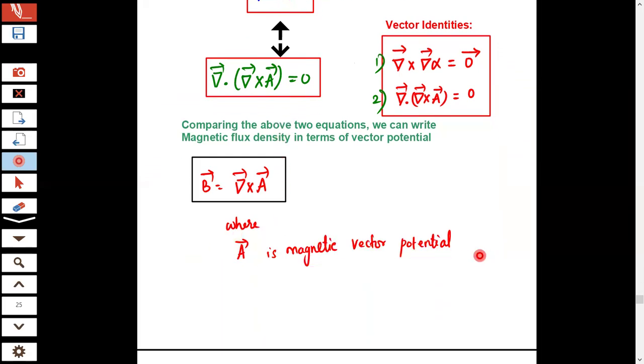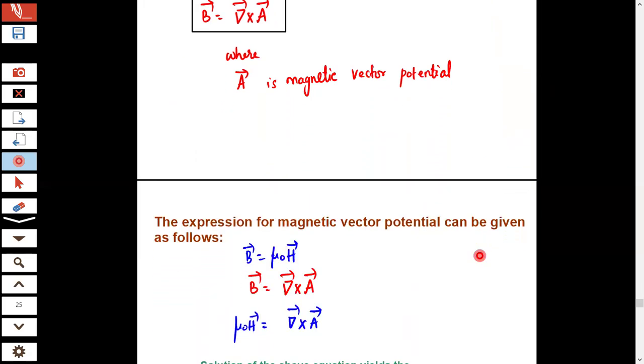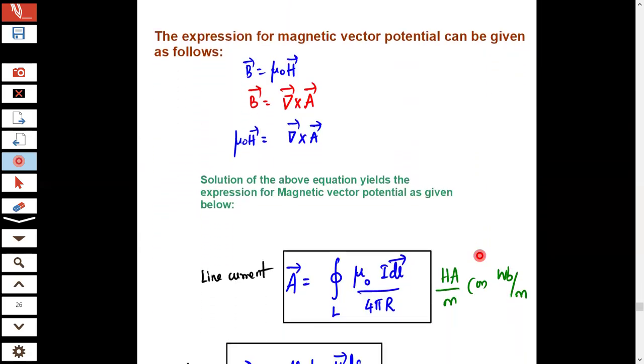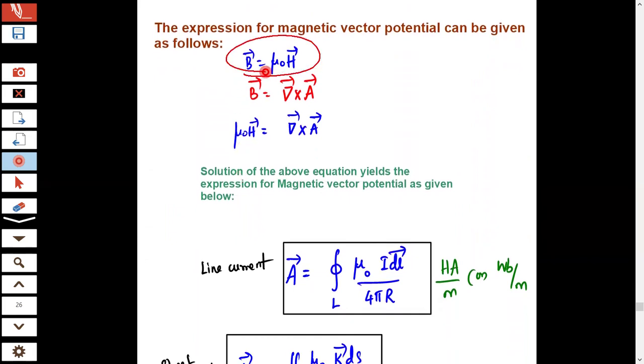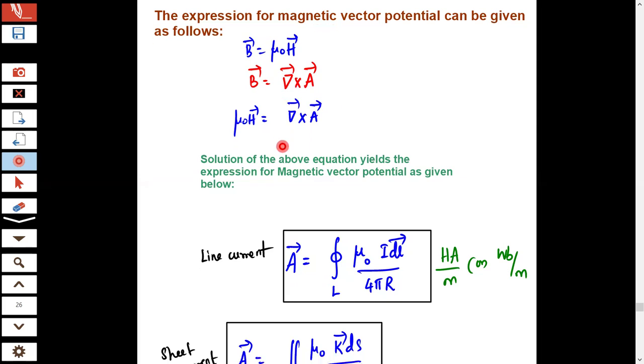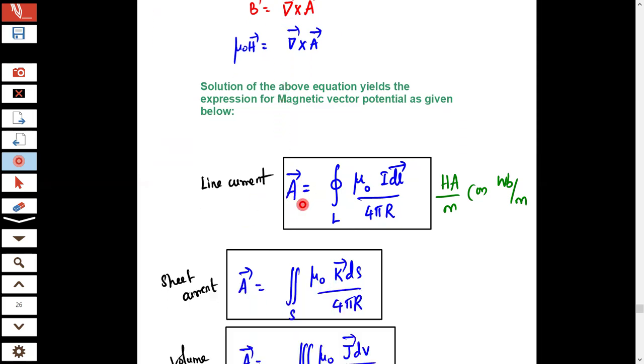So this vector magnetic potential expression can be obtained from magnetic flux density and magnetic field intensity relations. We know magnetic flux density can be represented as mu times magnetic field intensity. And we can also write magnetic flux density as del cross A, where A is the vector magnetic potential. Equating these two, we can write mu naught H is equal to del cross A. From this, we can solve for the expression for vector magnetic potential. That derivation is out of the syllabus. So we are taking the final expression obtained as a result of the solution.